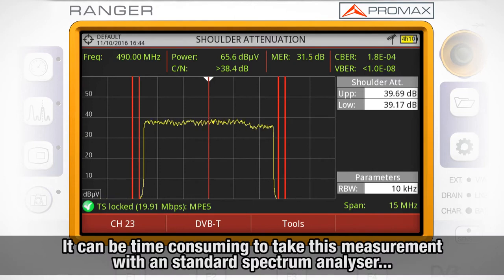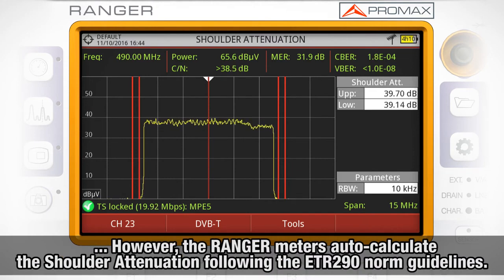It can be time-consuming to take this measurement with a standard spectrum analyzer. However, the shoulder attenuation feature in the HD Ranger meters is designed to calculate this measurement automatically following the guidelines from the ETR 290 norm.